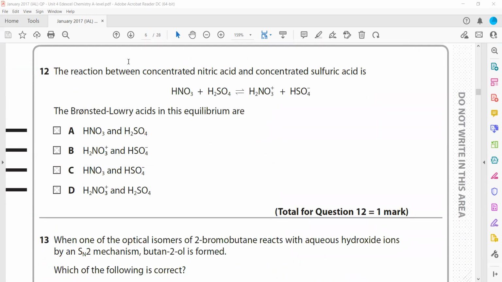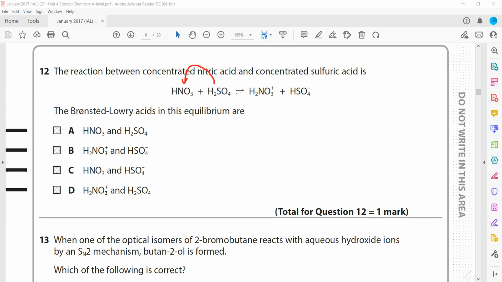Question 12, the reaction between concentrated nitric acid and concentrated sulfuric acid. What is the definition of an acid? Acids are proton donors. Whenever we mix two acids, both of them cannot act like an acid. The one which is stronger, or has a higher dissociation constant, will behave like an acid. So H2SO4 is donating a proton and HNO3 is accepting a proton. So H2SO4 is an acid and HNO3 is a base.